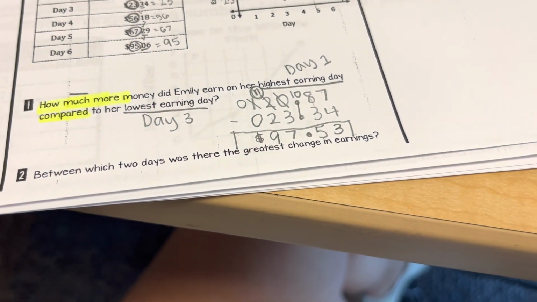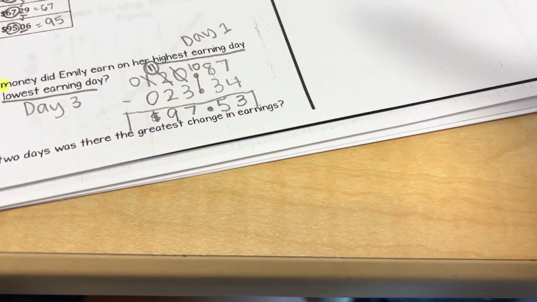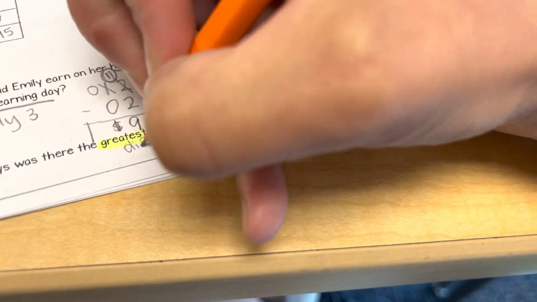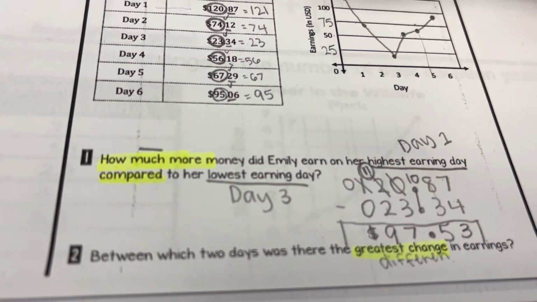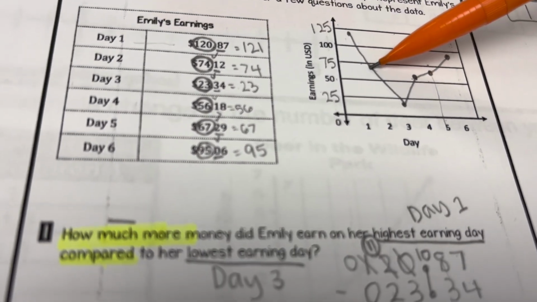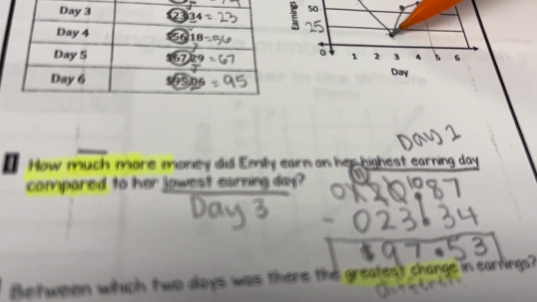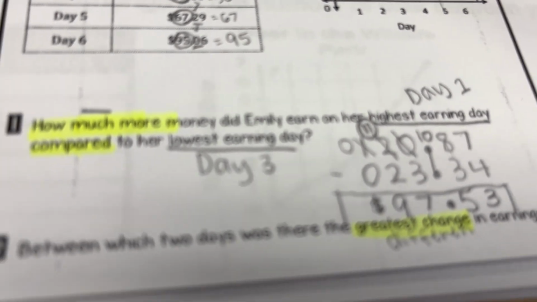Question 2 says, between which 2 days was there the greatest change in earning? The greatest change would have to be the difference. Now, it might just be easier for you to look. From day 1 to day 2, she's going down. From day 2 to day 3, she's going down. 3 to 4, she's going up. 4 to 5, she's going up a little bit. 5 to 6, she's going up. They want the greatest change.